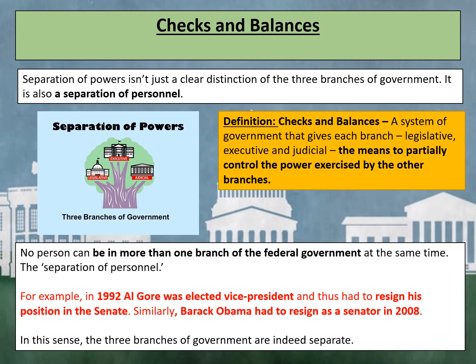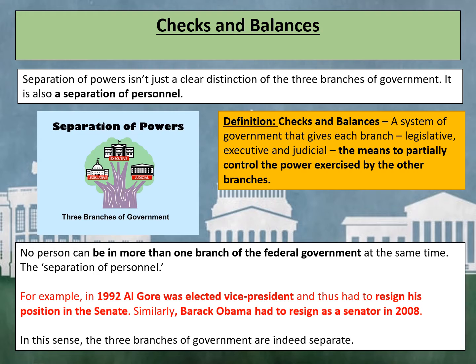The second key principle of the Constitution is checks and balances. This means that the separation of powers isn't just a clear distinction of the three branches of government. It is also a separation of personnel. This principle gives each branch of the federal government the means to partially control the power of the other branches, largely to resist encroachments on its own powers and to maintain democratic government.